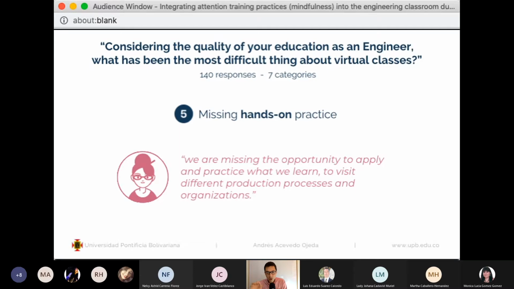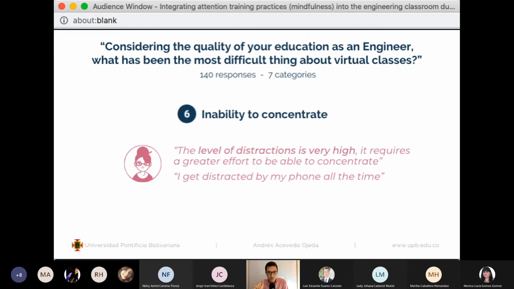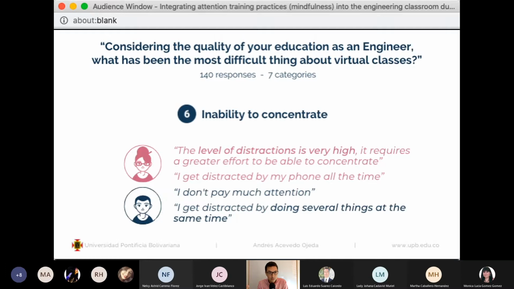And the most common response was the inability to concentrate. The level of distractions is very high. It requires a greater effort to be able to concentrate. I get distracted by my phone all the time. I don't pay much attention. I get distracted by doing several things at the same time.